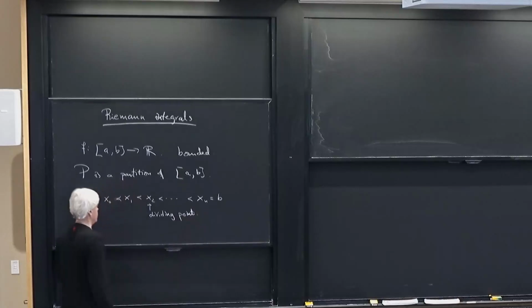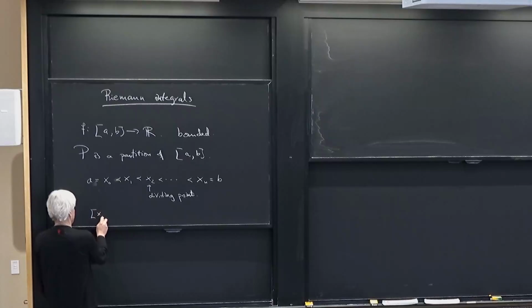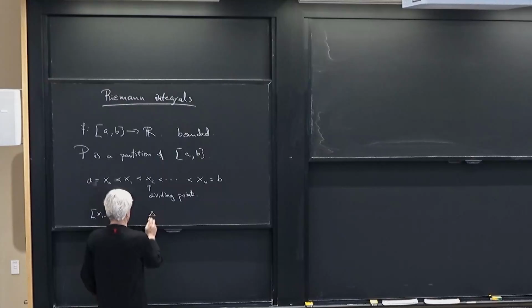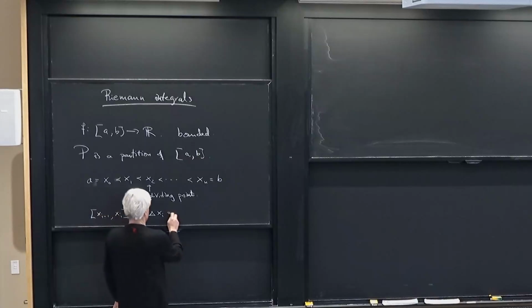Then we look at the length of each of these subintervals. So we have the subinterval from x_{i-1} to x_i, and the length of one of these subintervals we denote by delta x_i. And so this is x_{i-1}.